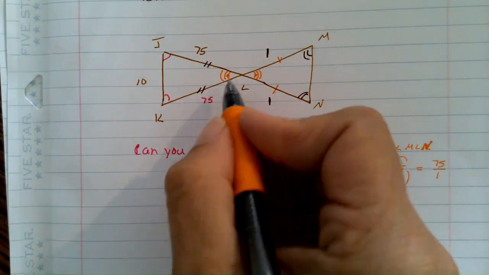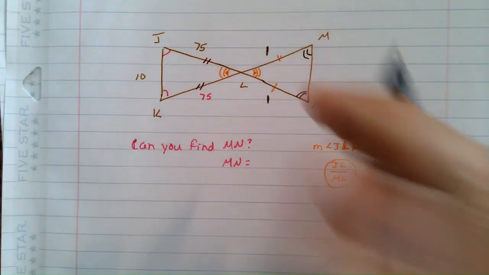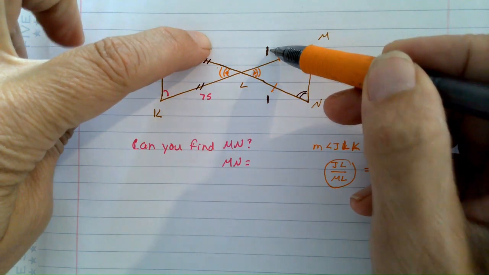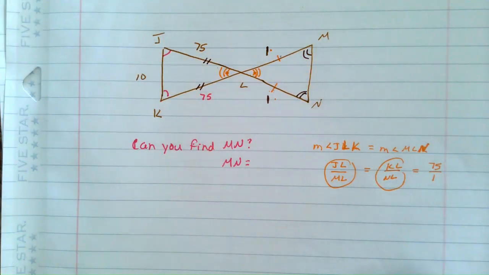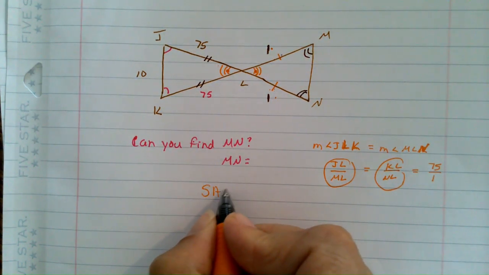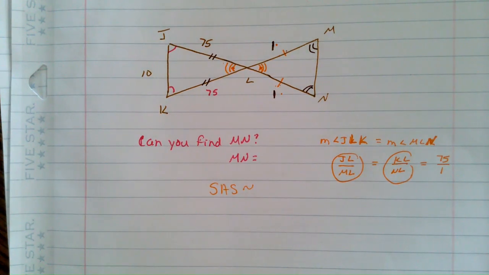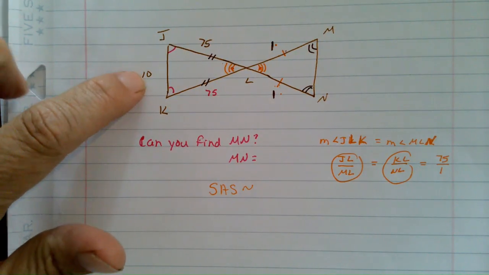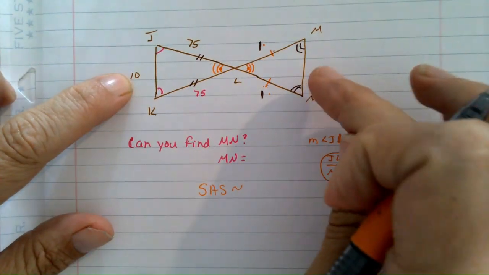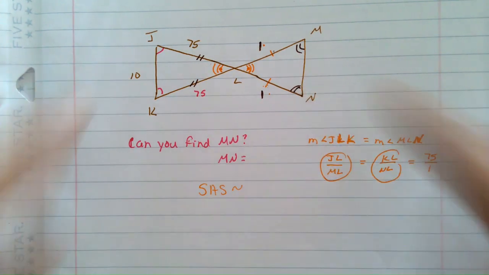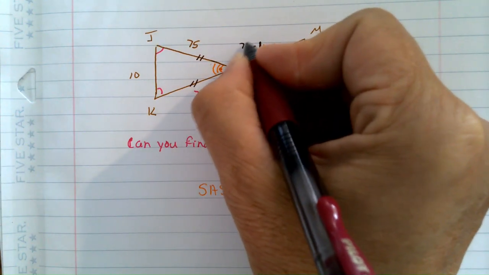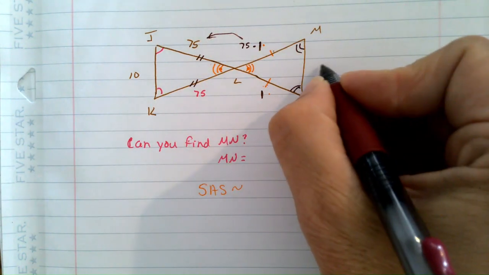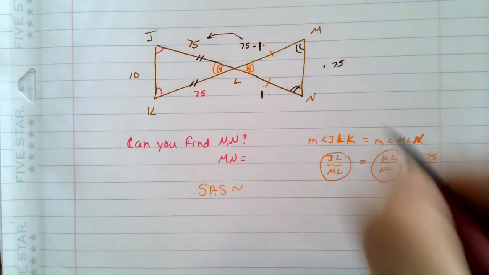sides, right, with the angle between the sides, because I used this pair here, and then this angle, and then this pair here. So I have side, angle, side. I now have side, angle, side similarity. And I now have a scale factor. I know that this triangle is 75 times bigger than this triangle, right? Because I would have to multiply this by 75 to get to there. I'd have to multiply this by 75 to get to 10.